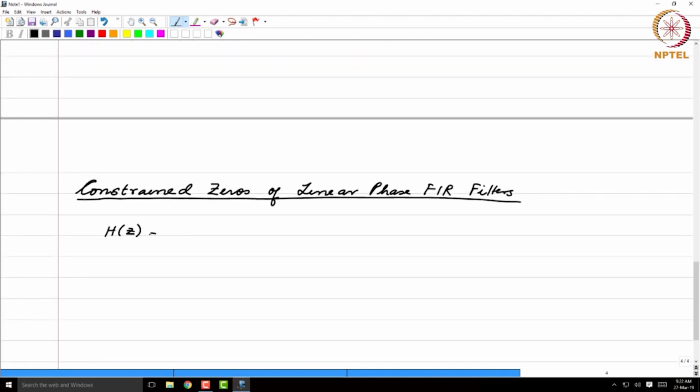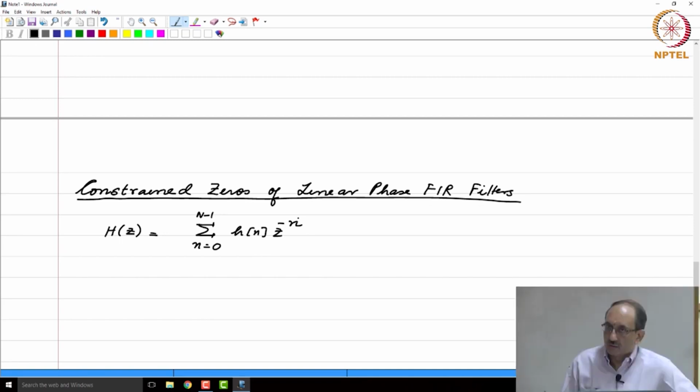So, H of z is the sum over n going from 0 to capital N minus 1 of h of n z to the minus n. So, this is the z transform of an FIR filter, general case. Now, we are going to examine two specific points in the z plane, and then we are going to see whether, no matter what h of n is, zeros are present at these 2 points. And the points we are going to look at are z equal to 1.